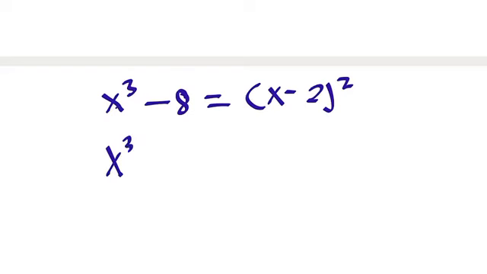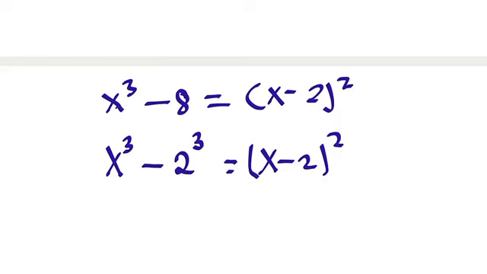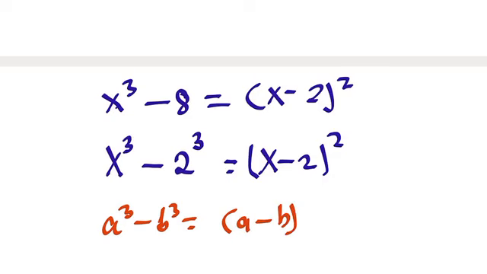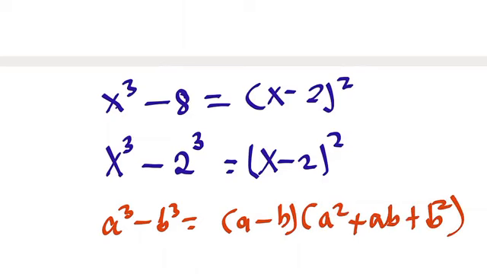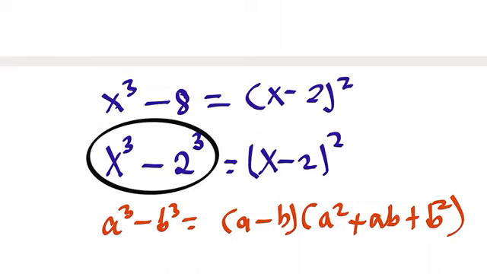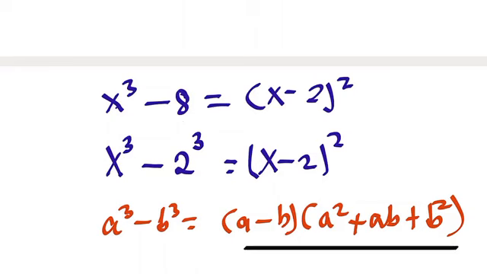You can have x to the power of 3 minus 2 to the power of 3, so 8 can be written like that, equals x minus 2 all to the power of 2. Now from here, when you have a to the power of 3 minus b to the power of 3, this is going to be a minus b, then a squared plus ab, then plus b squared. Understood? So now we are going to write this left hand side in this form.